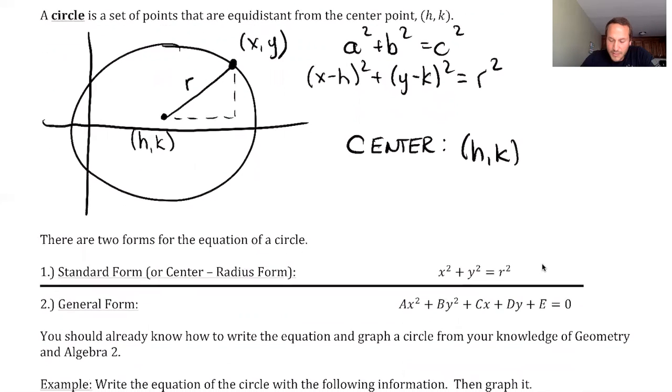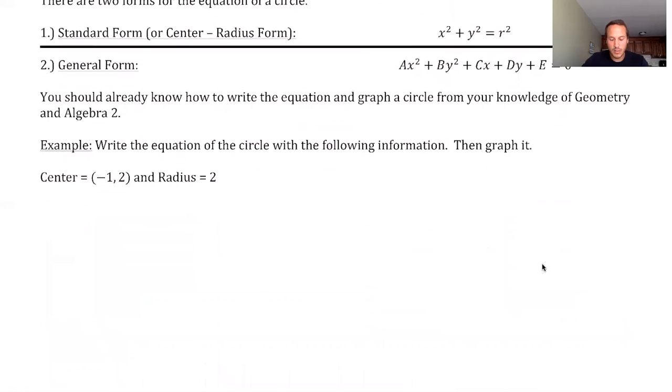Now, we have center radius form of a circle. There's two main types of equations. Center radius form is x squared plus y squared equals r squared. Now, if we have a center other than 0, 0, that's when I use that x minus h squared plus y minus k squared equals r squared formula. But then we also have what's known as general form of a circle, and that's ax squared plus by squared plus cx plus dy plus e equals 0. A whole long formula there. We're going to go over that in a minute and how to convert between the two.